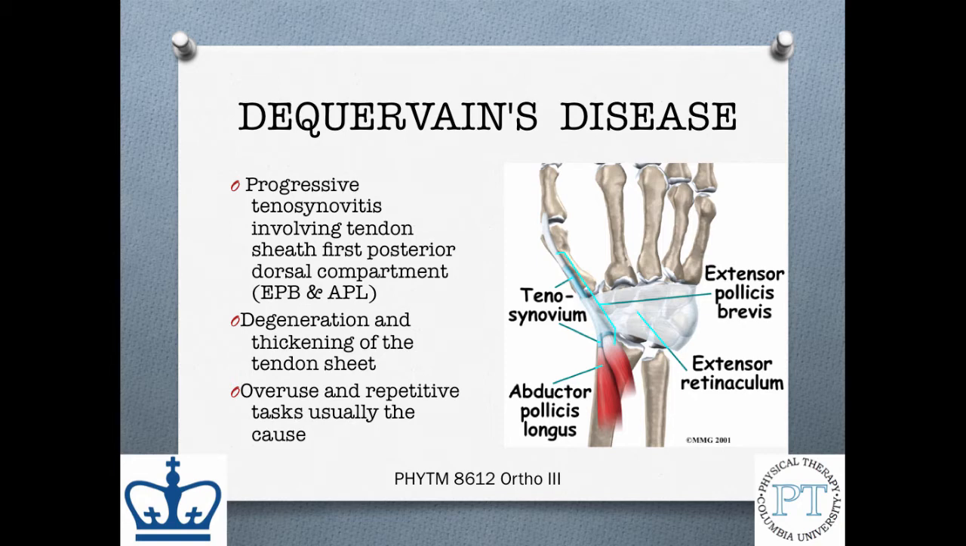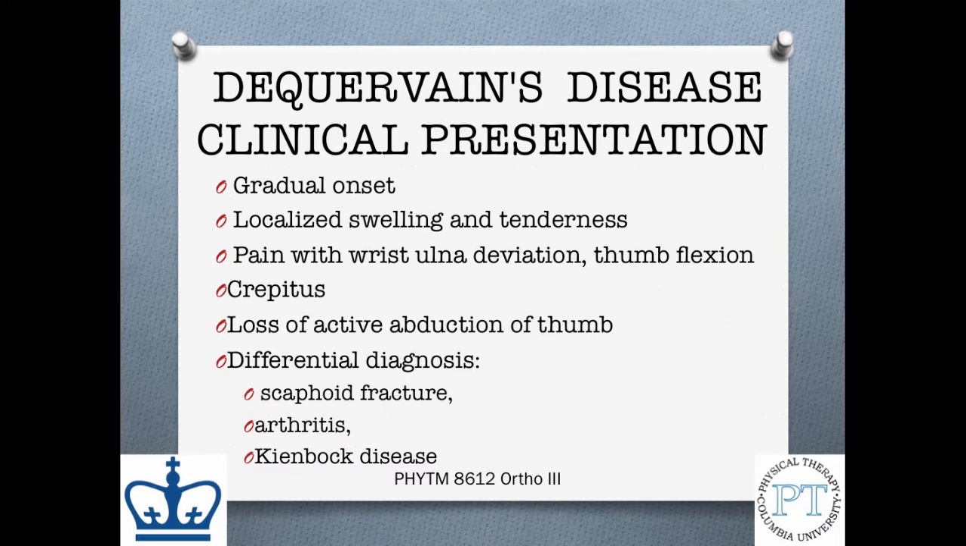Quite often it's because of overuse. It could be compensating for weakness elsewhere, but there's tenderness to pain over those two tendons. Your patient will typically describe the onset as being gradual. There's point tenderness along the muscle belly, but more so over the tendinous junction. There's pain with wrist ulnar deviation as well as thumb flexion because those two motions stretch the muscles. There may be some crepitus with movement of the thumb, but active and resistive abduction are uncomfortable.